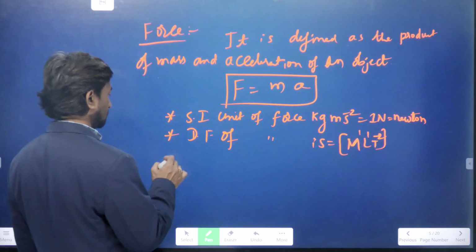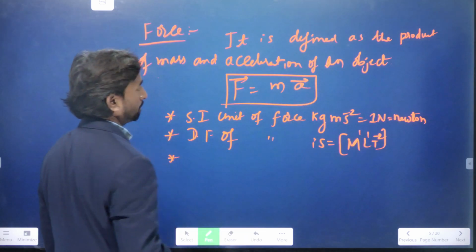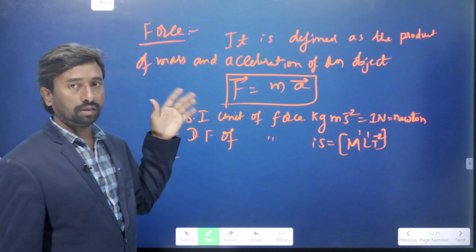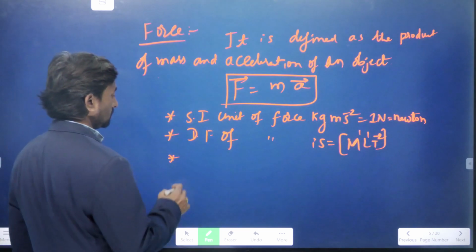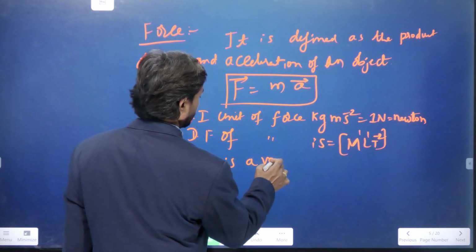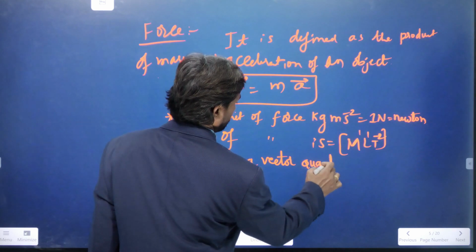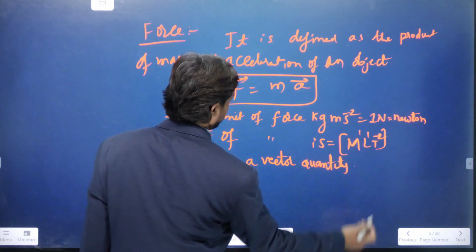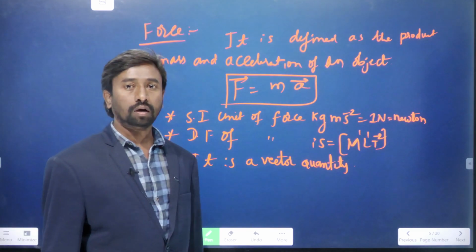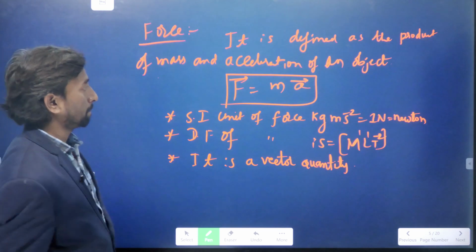Then this force is a vector quantity because the acceleration is a vector quantity. Mass is a scalar quantity, and if a scalar is multiplied by a vector, we get a vector only. So force is a vector quantity. Its value may be positive or zero, or it may be negative also. Okay, this is about force.